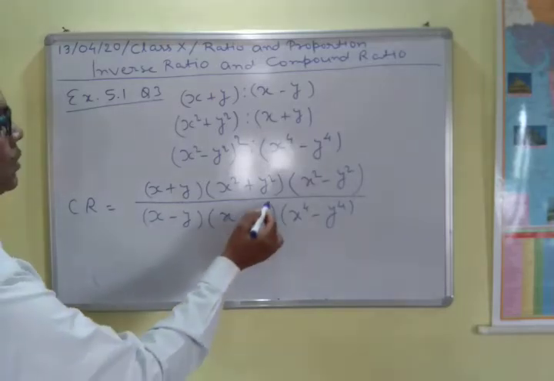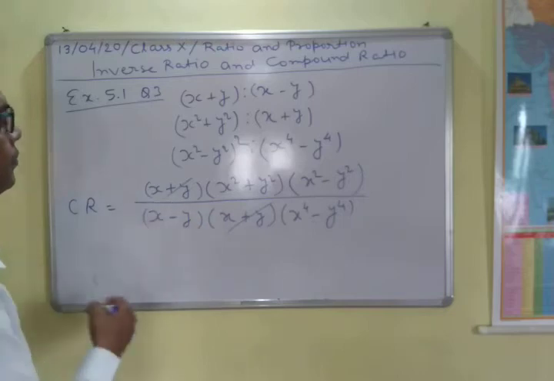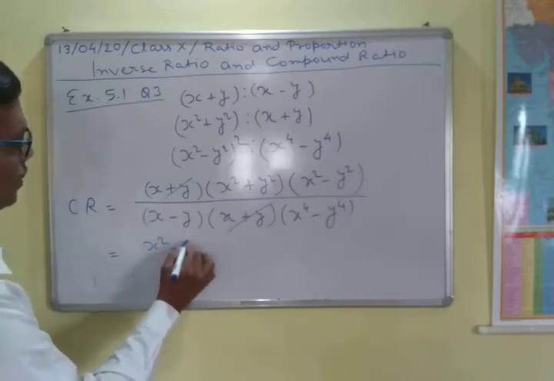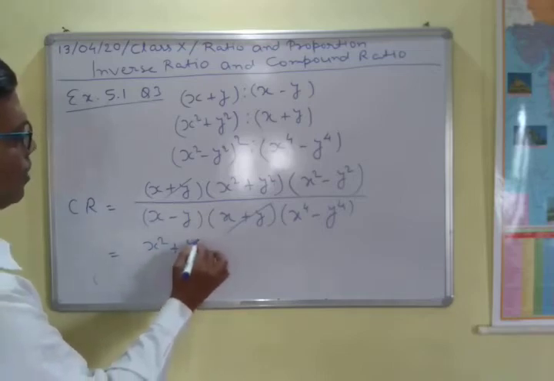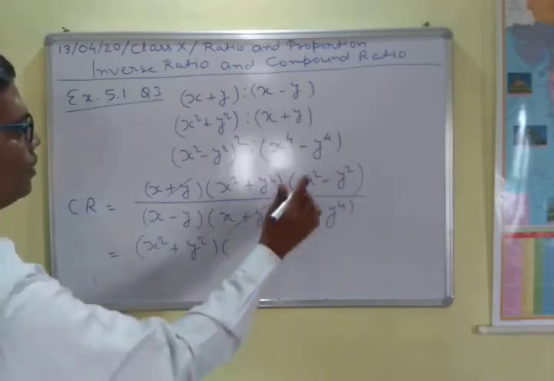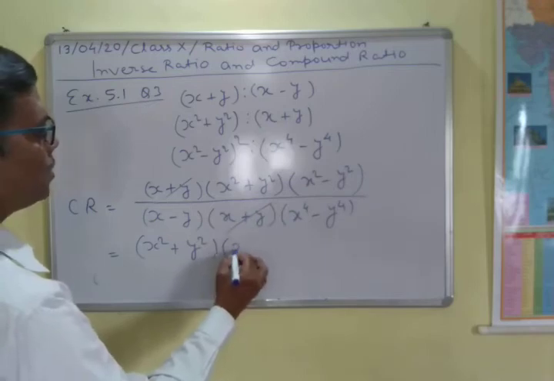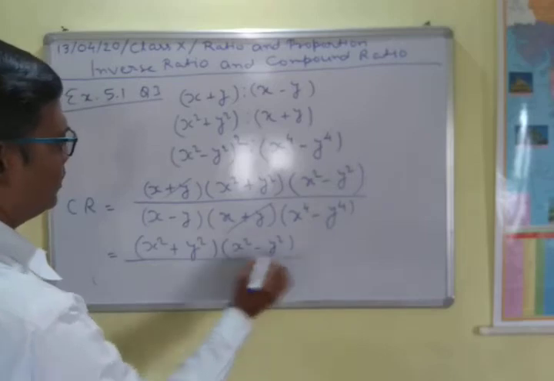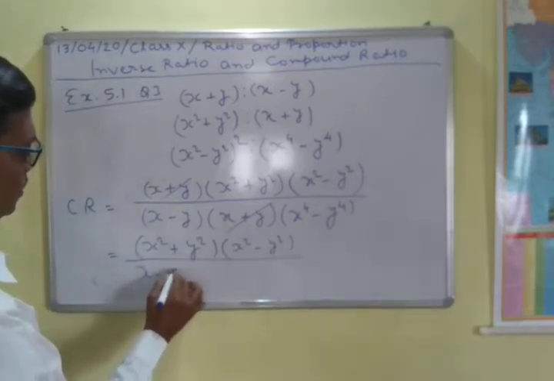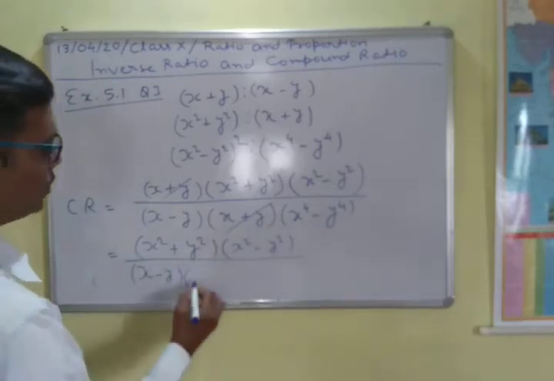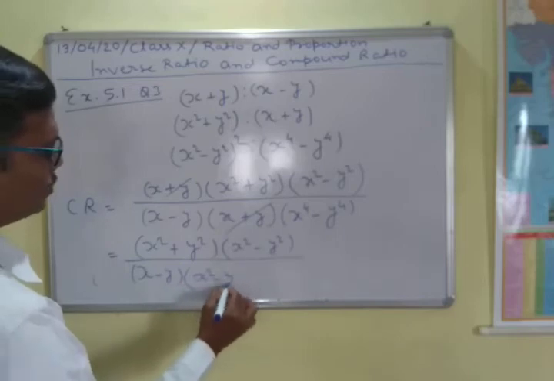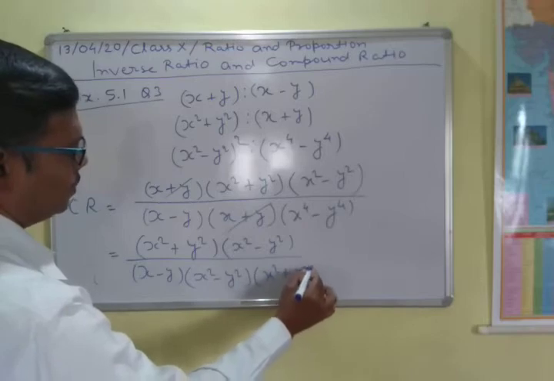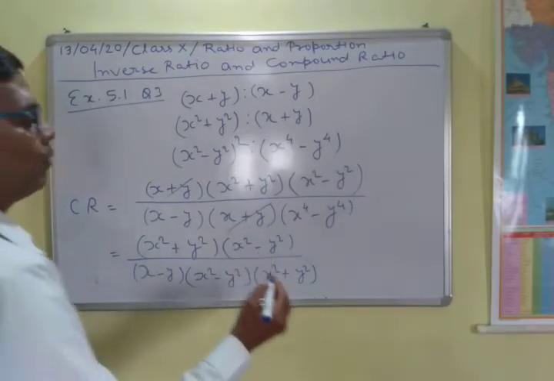First we can cancel this factor and this factor, and this will also be cancelled, but not now. x square minus y square and x minus y. This will be factorized to get x square minus y square and x square plus y square. So you have to remember the formula.